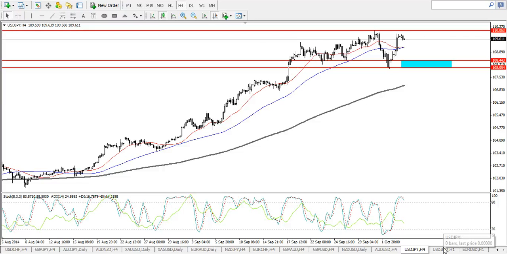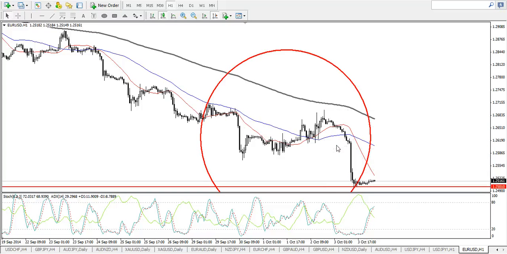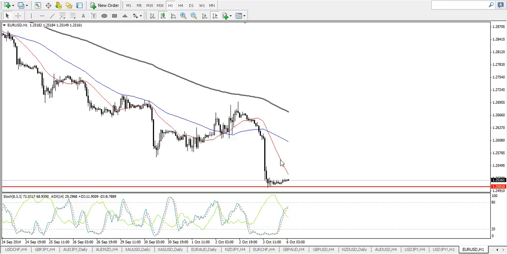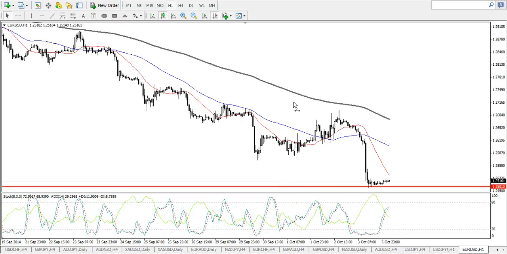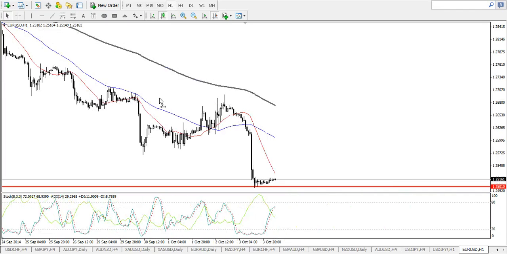Alright, so that is all for the dollar against the yen, and finally we have the euro against the US dollar. So then again, we can see that the euro against the US dollar has broken another low all the way, and got supported at the price of 1.2500. Well, this is another sentiment price, so what we can do here is to again wait for a retracement level.